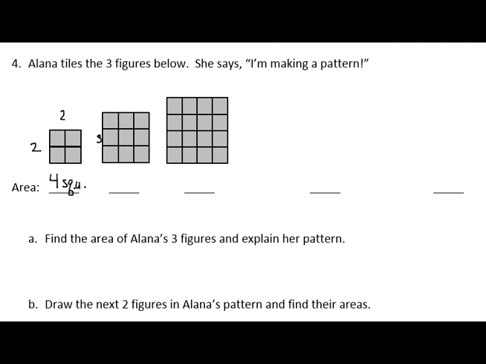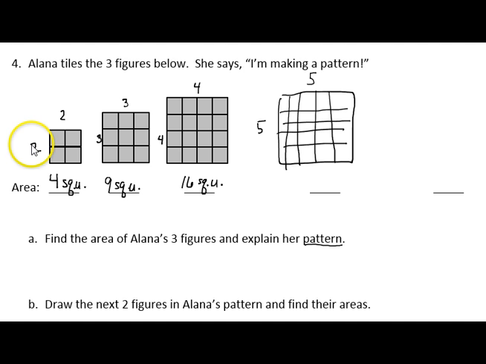The next rectangle is a 3 by 3 rectangle. 3 times 3 is 9, so its area is 9 square units. The third rectangle is a 4 by 4 rectangle. 4 times 4 is 16, so its area is 16 square units. You can tell that her pattern is that each length and width increases by 1 as we move up the pattern. So the next figure would be a 5 unit by 5 unit rectangle.